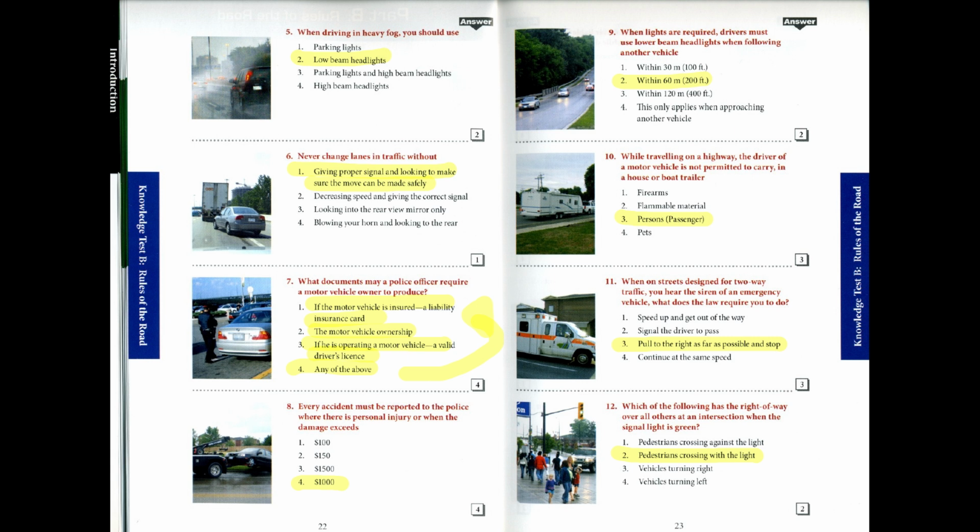Number 10. While traveling on a highway, the driver of a motor vehicle is not permitted to carry, in a house or boat trailer, persons or passengers. Number 11. When on streets designed for two-way traffic you hear the siren of an emergency vehicle, what does the law require you to do? Pull to the right as far as possible and stop. Number 12. Which of the following has the right of way over all others at an intersection when the signal light is green? Pedestrians crossing with a light has the right of way.